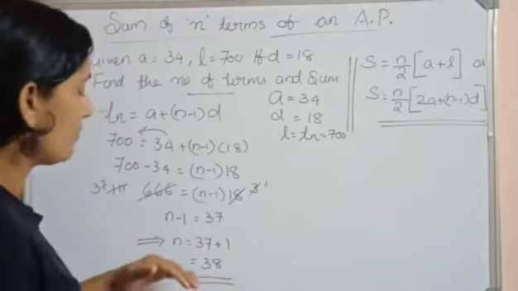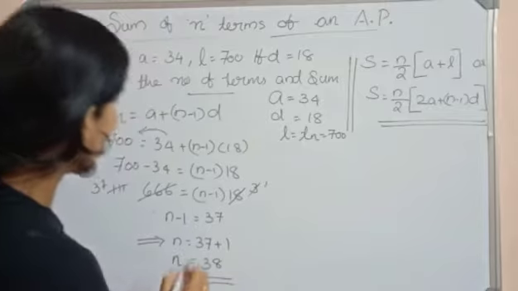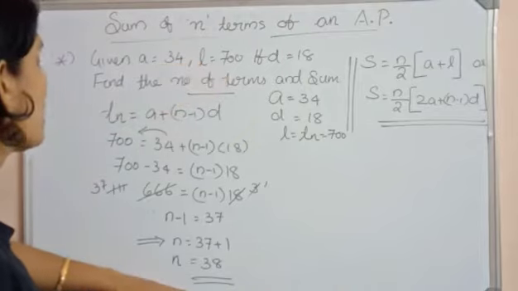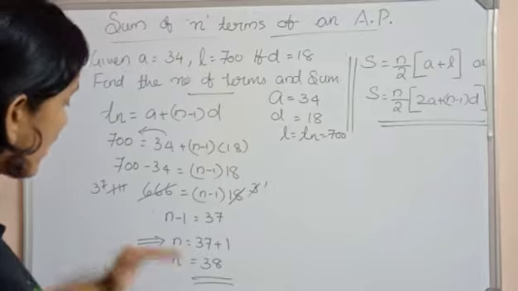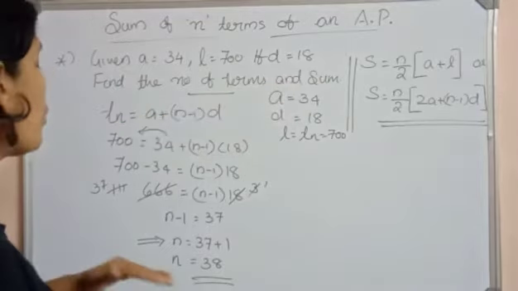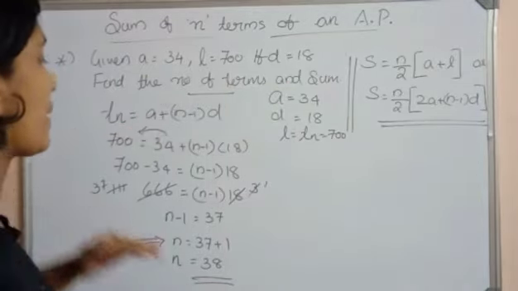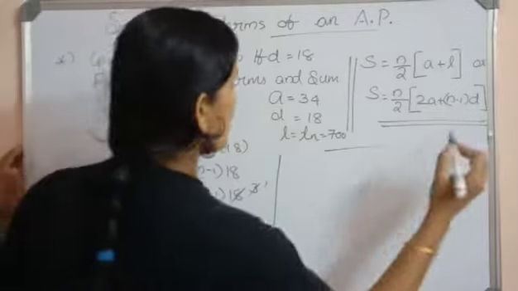So, from this we get the total number of terms in this particular AP is 38. That is the total number of terms. Now, what is the next step? We have to find the sum of 38 terms of this AP. Let's see how to do it.